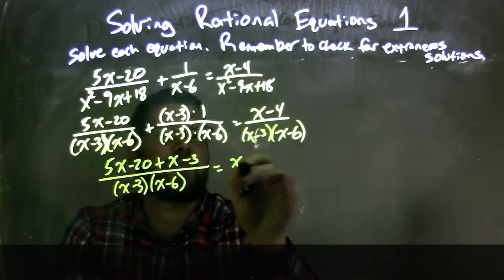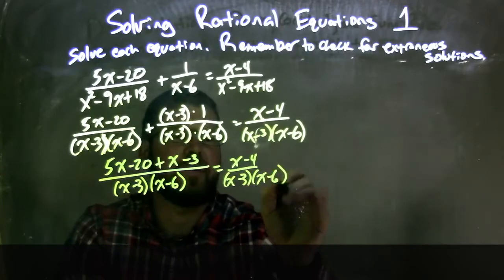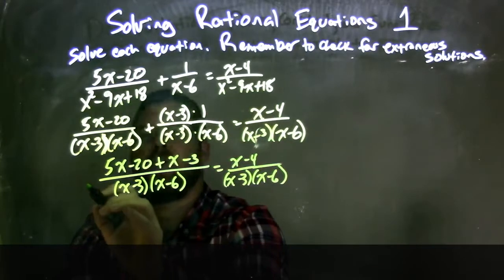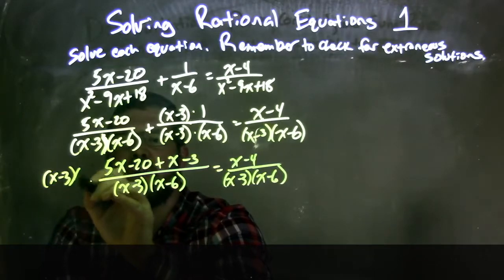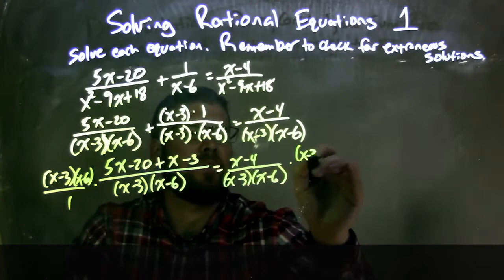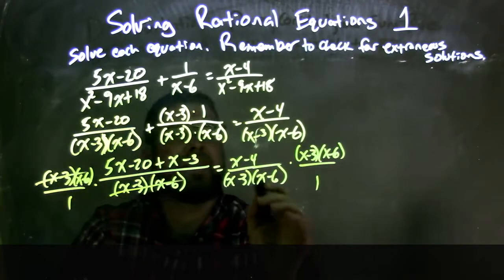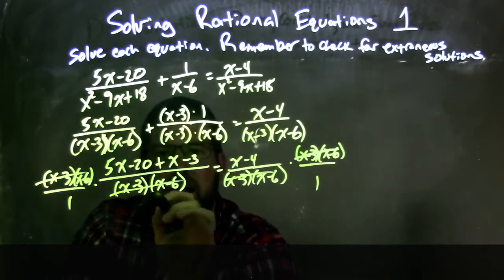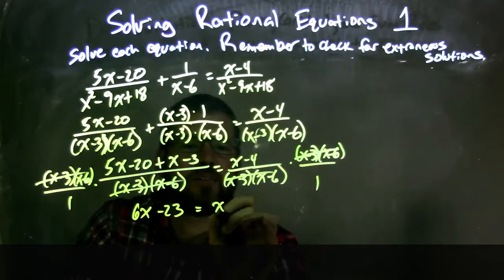And that's equal to x minus 4 over x minus 3 times x minus 6. It's getting crazy here. Well, now I can multiply both sides by that denominator. And what that does is basically eliminate them. So we have x minus 3 times x minus 6 over 1, multiplication, and then x minus 3 times x minus 6 over 1, multiplication. That eliminates this, leaving me, and I can simplify this, 5x plus 6, x is 6x, and negative 20 minus 3 is minus 23, equals x minus 4.